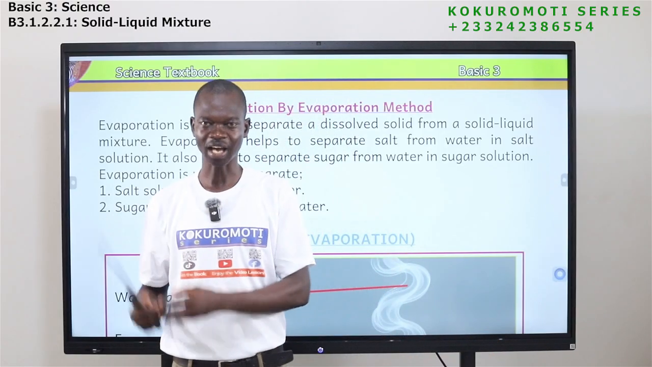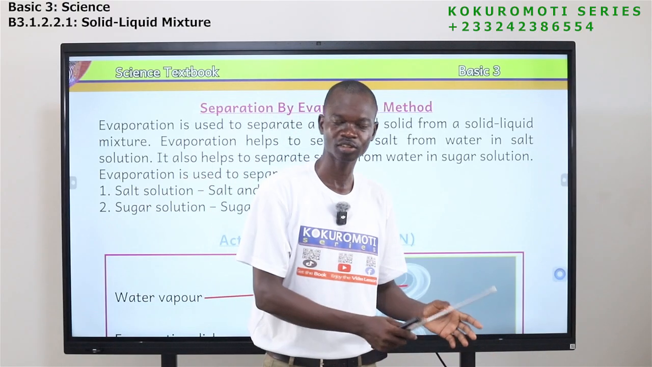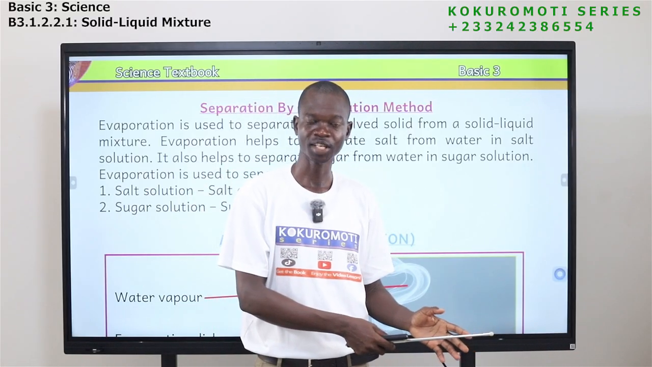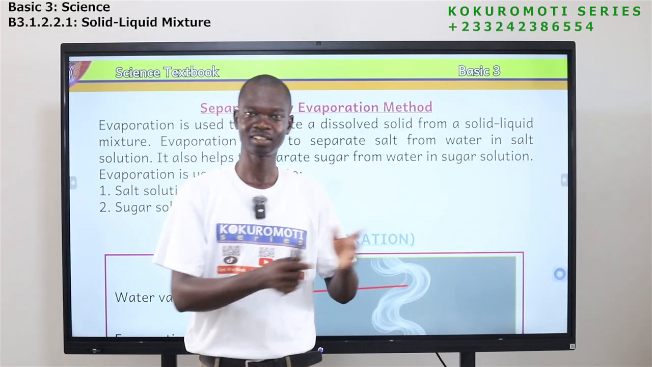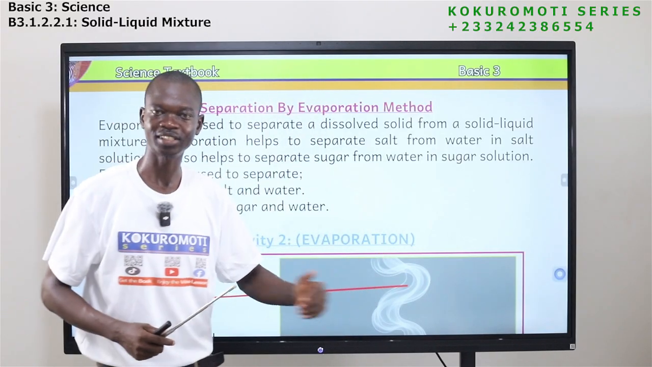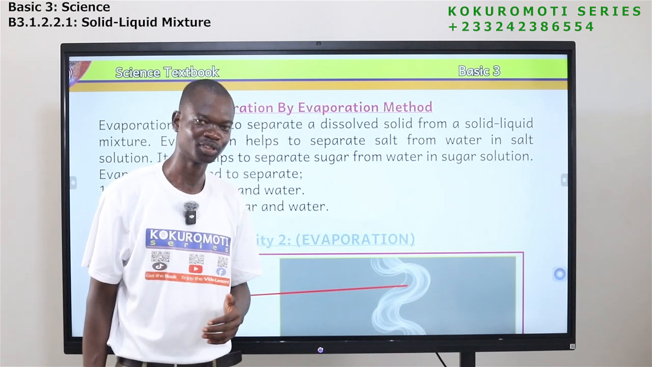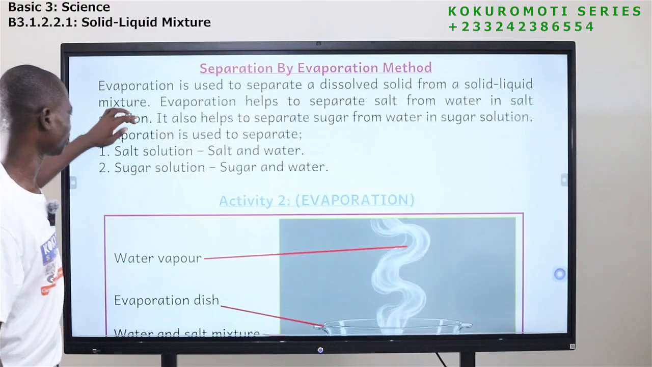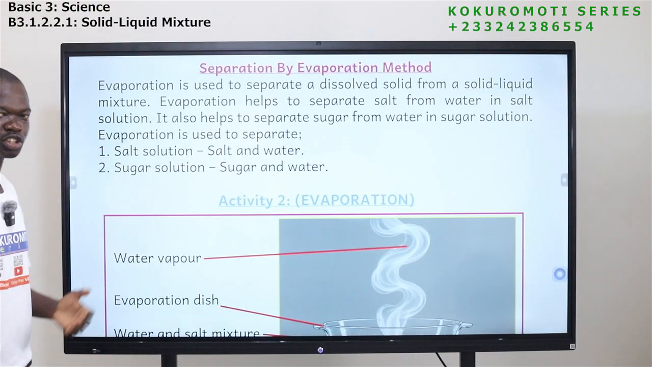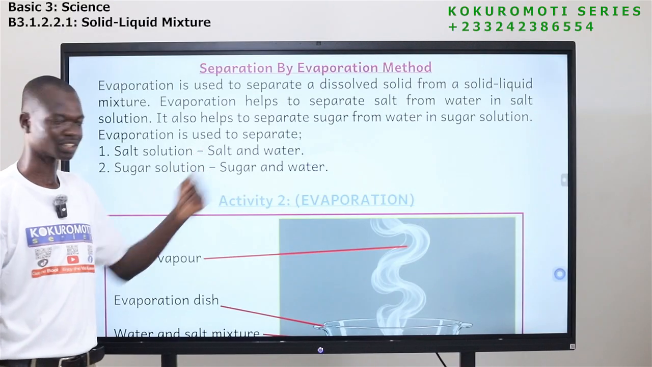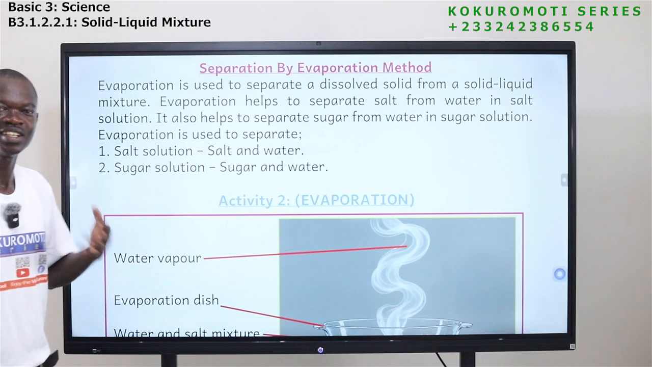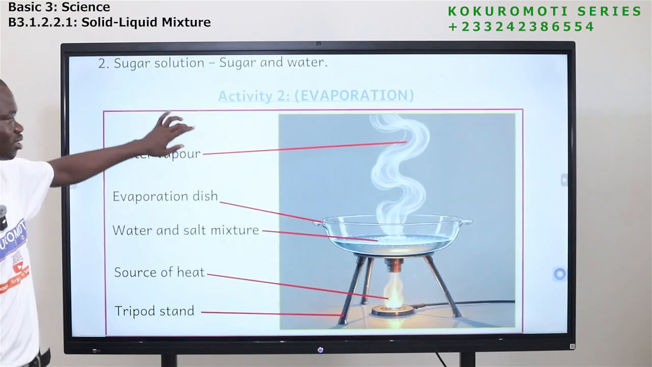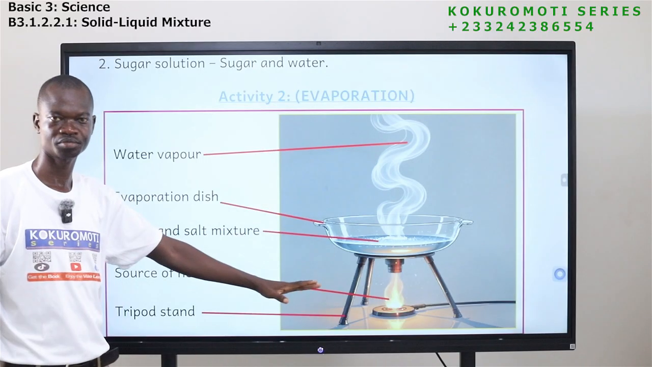If you mix sugar with water, we call it what? Sugar solution. But if you mix sand and water, we don't call it sand solution. No, it is sand and water mixture. Okay, so here you have your salt solution, that is salt and water. Now the salt has been dissolved in the water, but you need your salt back. What do you do? You use this method called evaporation.